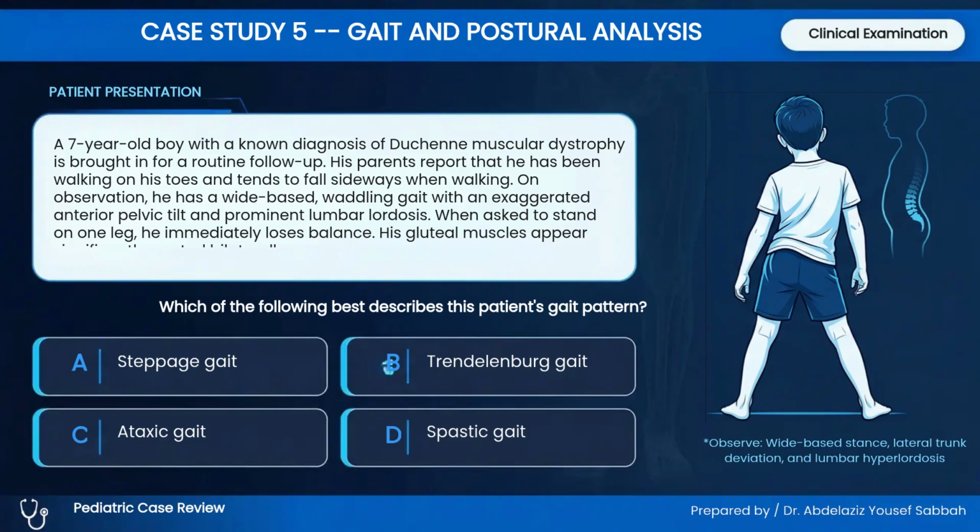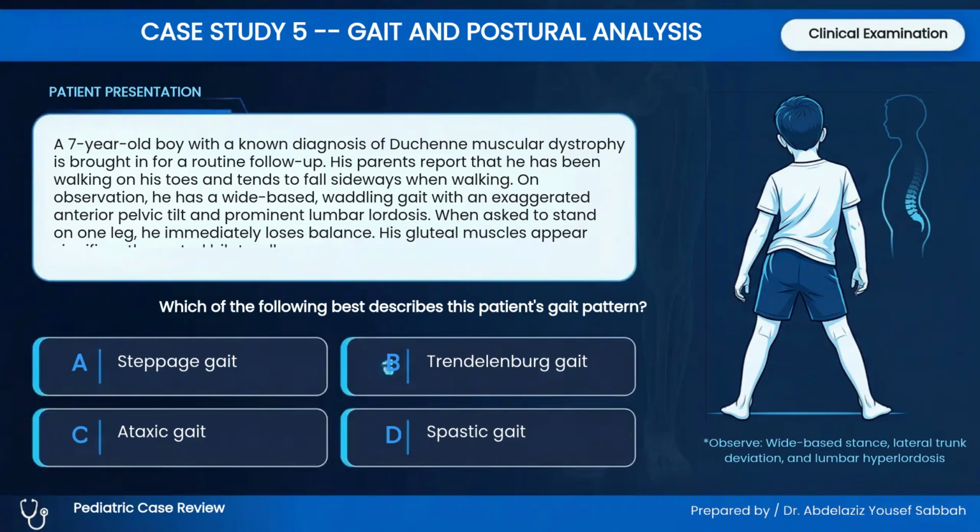Case Study 5. A 7-year-old boy with a known diagnosis of Duchenne muscular dystrophy is brought in for a routine follow-up. His parents report that he has been walking on his toes and tends to fall sideways when walking. On observation, he has a wide-based waddling gait with an exaggerated anterior pelvic tilt and prominent lumbar lordosis. When asked to stand on one leg, he immediately loses balance. His gluteal muscles appear significantly wasted bilaterally. Which of the following best describes this patient's gait pattern?